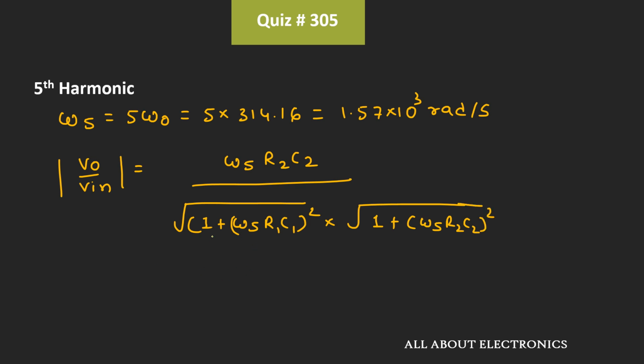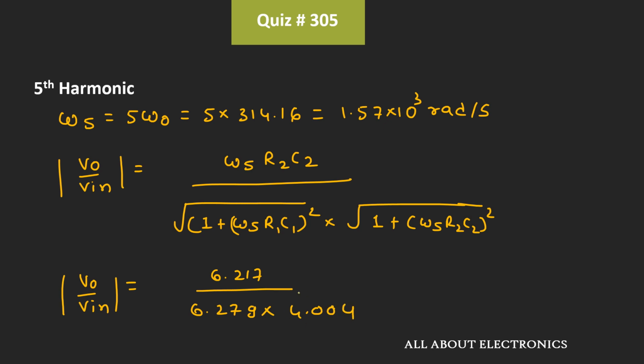So if you put the value of omega 5 and this R2 C2 and the R1 C1 in this expression, then we can write this Vout divided by Vin at fifth harmonic is equal to 6.217 divided by 6.279 times 4.004. So here basically we have put the value of this R2 C2 and the omega 5 in this expression.